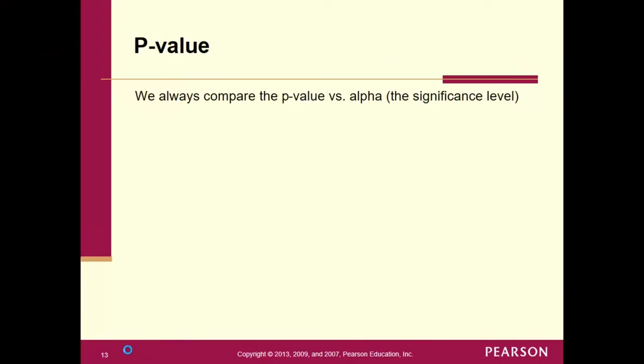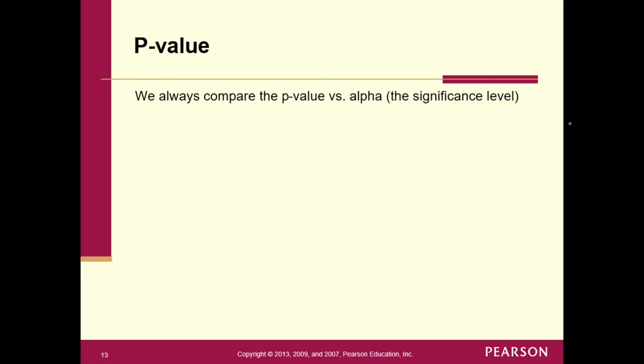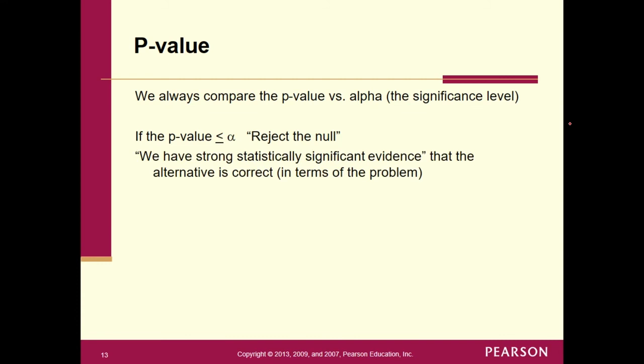And I'm waiting, because I know I'm going to have to eventually get my pen out. So there we go. All right. So we always compare the p-value versus alpha. So once you get the p-value, you compare it to the significance level. And as a reminder, if the p-value is less than or equal to alpha, we're going to reject the null hypothesis. And what we're going to say is that we have strong statistically significant evidence that the alternative is correct. Okay, but we're going to put it in terms of the problem.